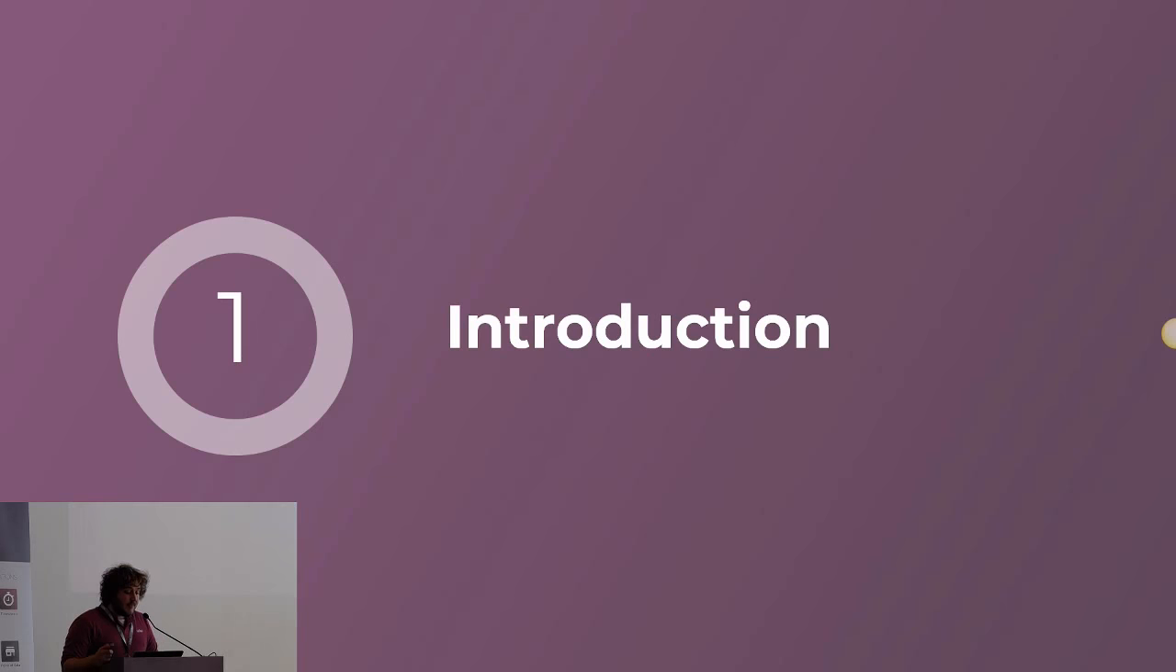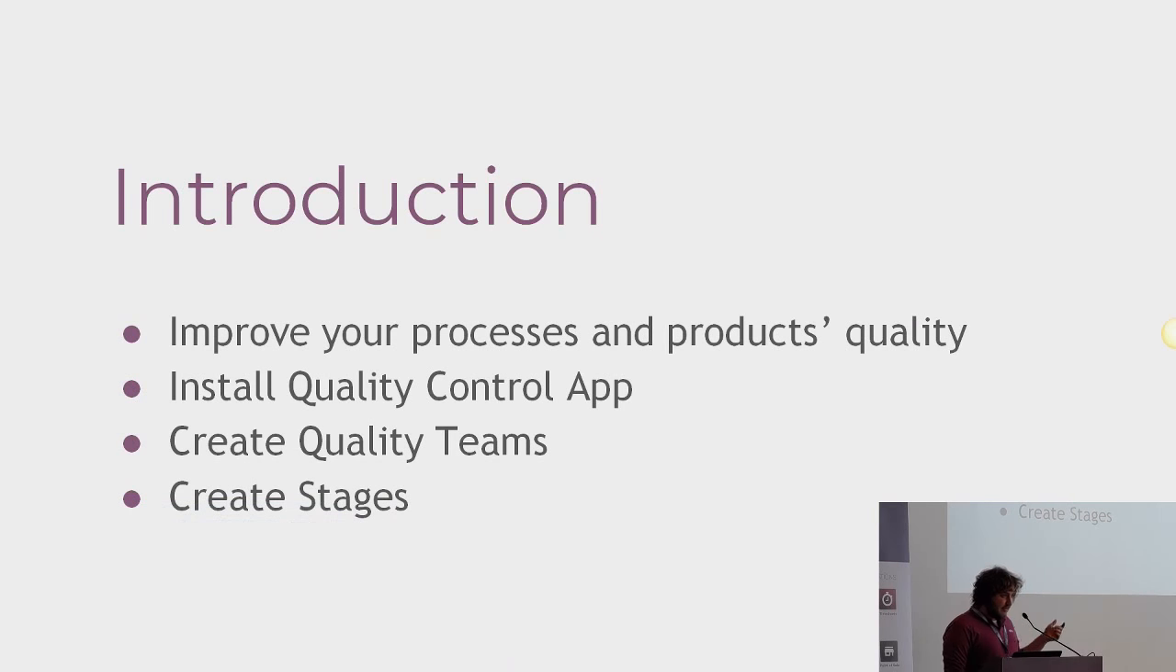First of all, the idea of Odoo quality is to improve the processes and the quality of the products you are going to sell and manufacture. And in order to do that, you just have to install the quality control application. You can create your own quality teams and create stages for your quality alerts. We are going to see that together.